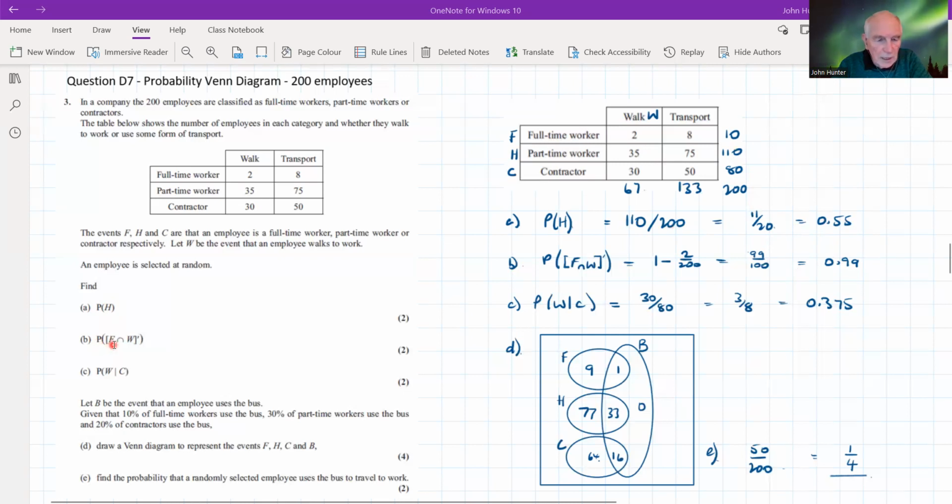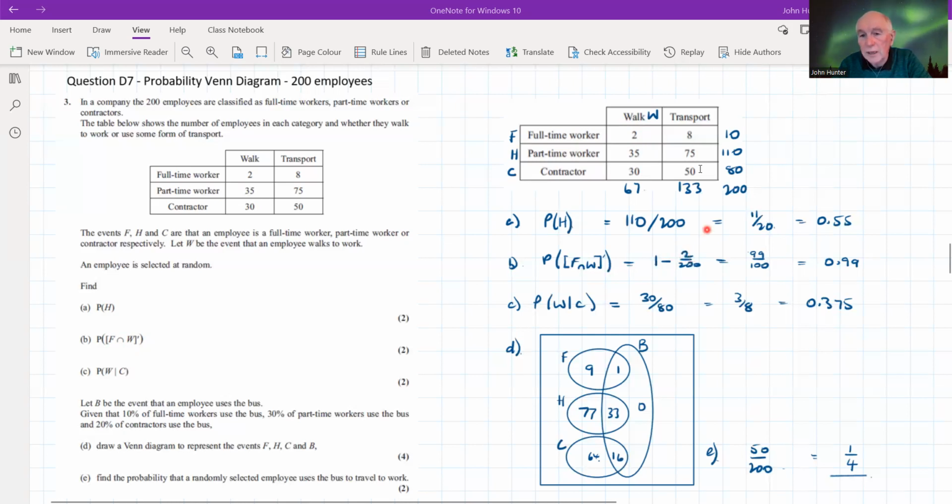So that is part A. Part B: the probability of F intersection W prime. Okay, so what we're looking for here is the probability. W prime means the opposite. So what we need to do is find out the intersection, and then take the rest. Okay, so the intersection of F and W is this 2 out of 200 here. So essentially, what we're looking for is 1 minus this 2 out of 200. That's another way of looking at it.